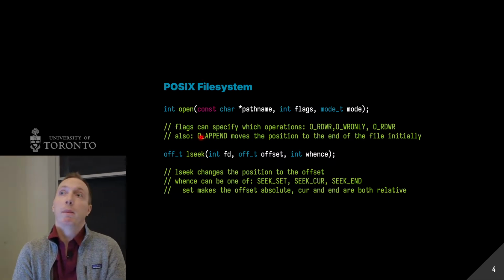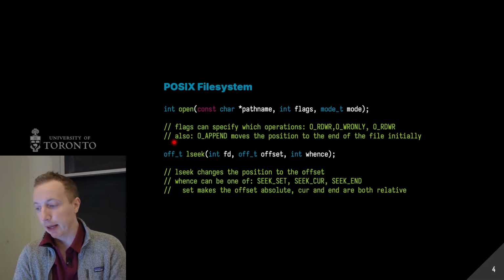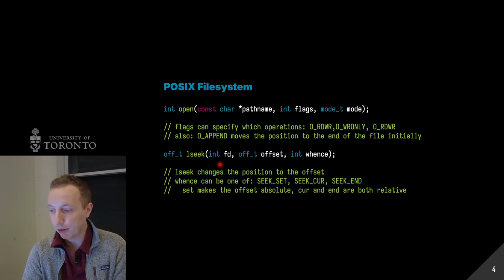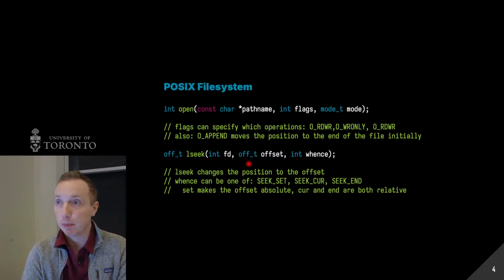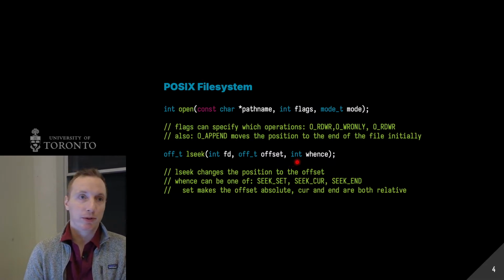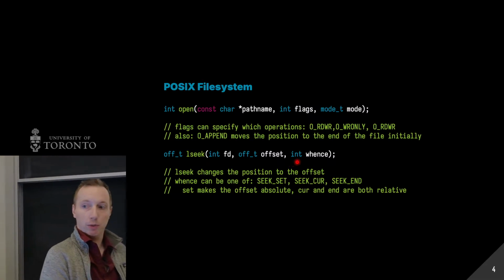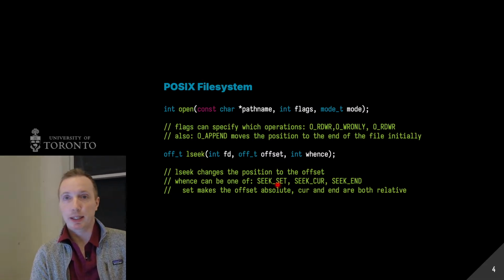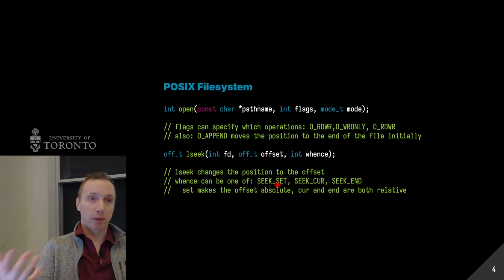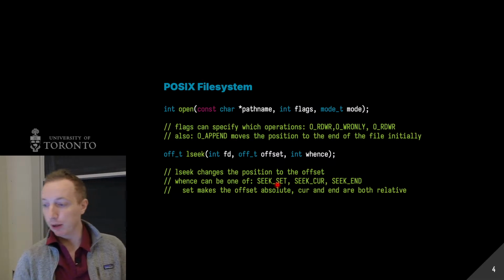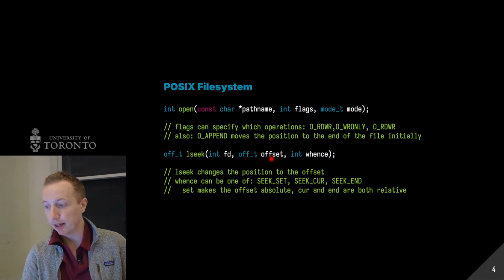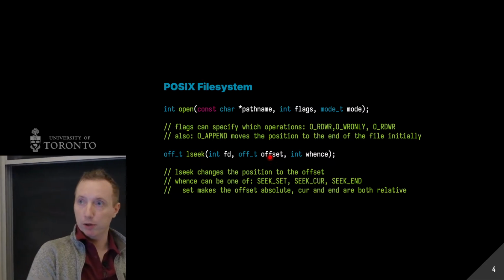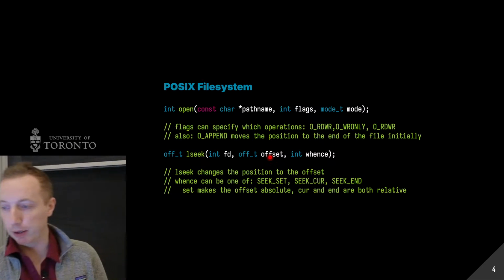If I want more control over that position, I use this lseek system call. lseek takes a file descriptor and then an offset, which is just a number of bytes, and then this whence parameter, which tells you what this offset is relative to. So this whence can be one of a few options. It can be seek set, which means the byte I tell you is absolute. So if I do whence as seek set and say the offset's 4, that will change the position to start at byte 4. So if I read or write to it, I would start reading or writing from byte 4.